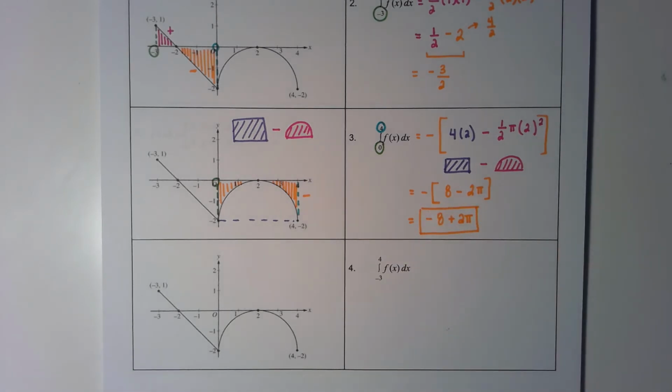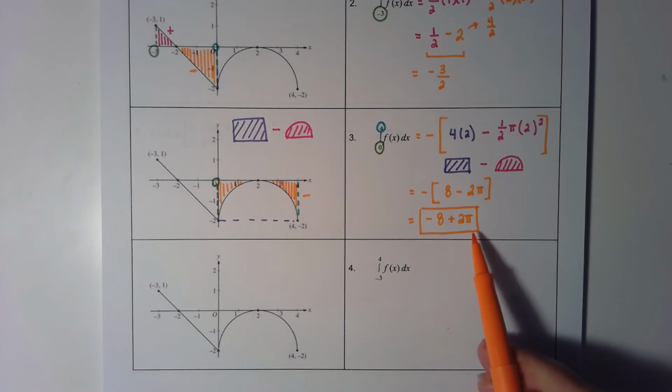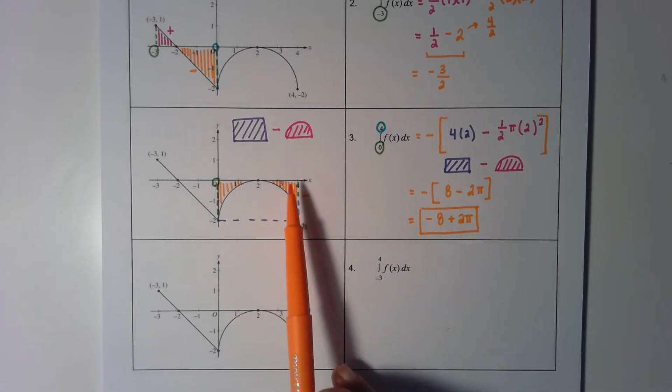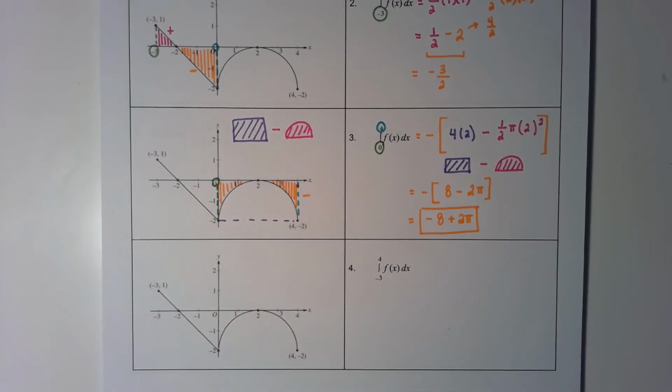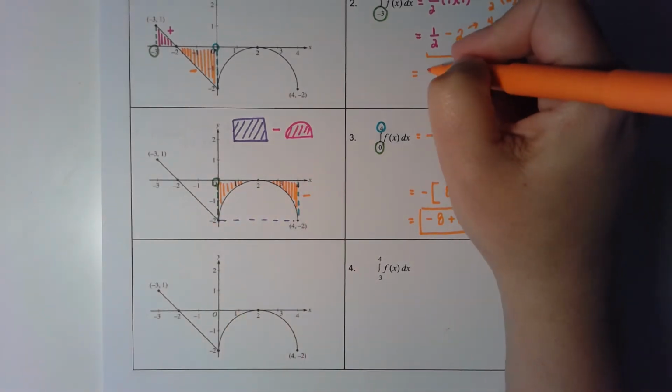Now, if you think that pi is approximately 3, 2 pi would be about 6. Negative 8 plus 6 is still going to be a negative number, which makes sense because the size of that area is all below the x-axis, so my final answer should be negative.